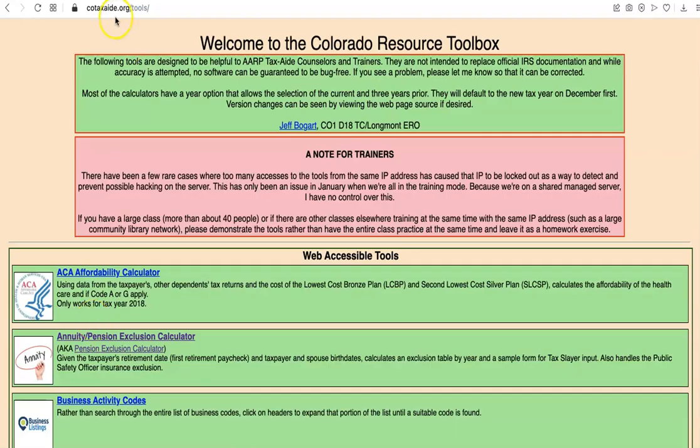Here's the alternative. We go to cotaxaide.org/tools. CO is Colorado, so this is the Colorado Tax-Aide organization, and an individual named Jeff Bogart has created a whole set of tools. So we go to this page and we find the tool you want. And the tool we want is right here, the Annuity Pension Exclusion Calculator.